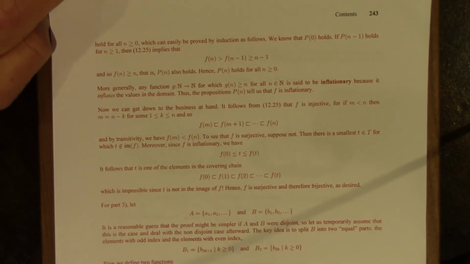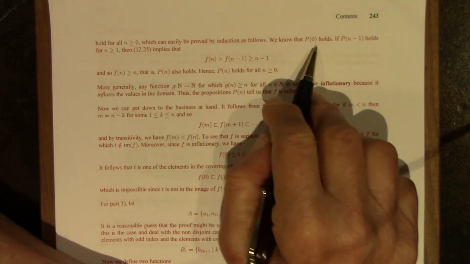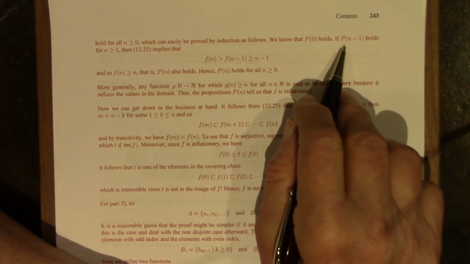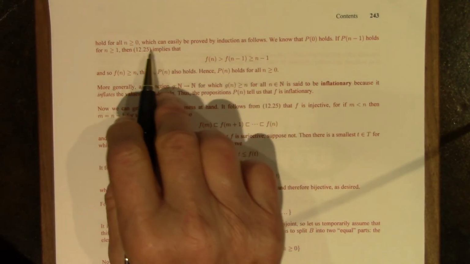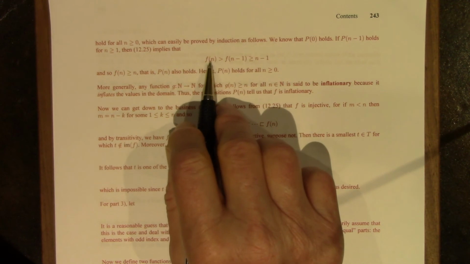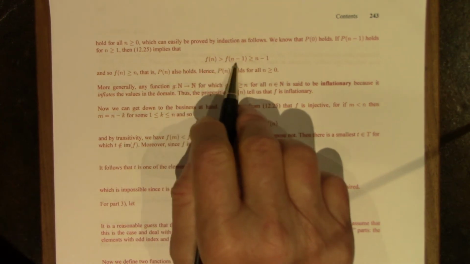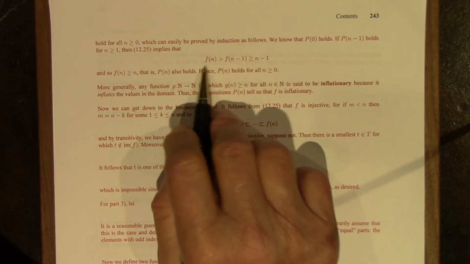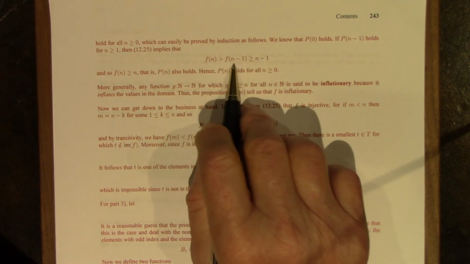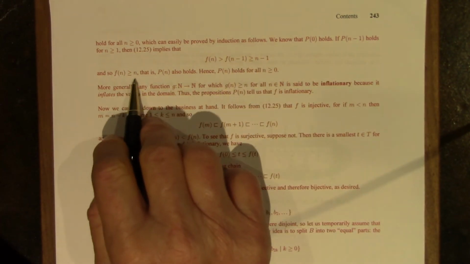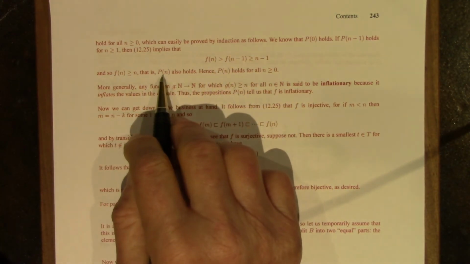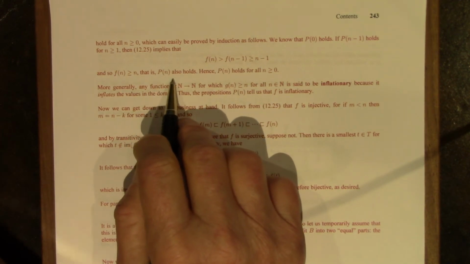And this is very easily proved by induction. We know p of 0 holds. We just talked about that. If we assume that p of n minus 1 holds, where n is at least 1, then again this covering chain tells us that f of n actually covers f of n minus 1, but all we care about now is that it's bigger than f of n minus 1, which by the inductive hypothesis is bigger than or equal to n minus 1, and so f of n is bigger than or equal to n. So we have shown by induction that p of n holds for all n.